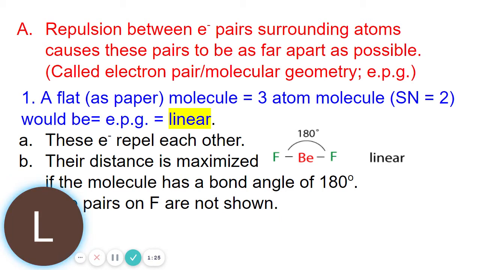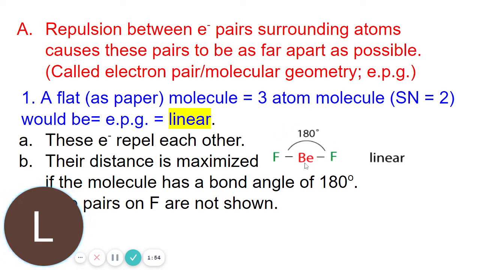So for the first example, for a 3-atom molecule, SN stands for steric number. It's kind of an old term. Your book does use steric number, I believe. So if you are reading your book and you see that, all it means is electron pair geometry. That's what this EPG here means, electron pair geometry. They really kind of mean the same thing. It's how many electrons are on the central atom.